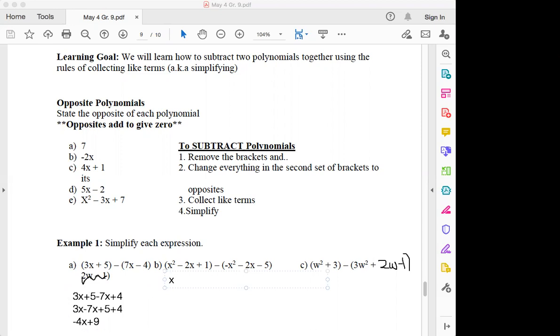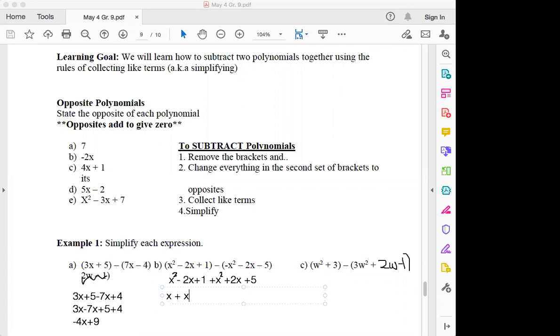So for the next one, the first bracket stays the same. Then everything in the second bracket here changes signs. So this is a negative, negative, negative. So they're all going to become positive. So plus x squared plus 2x plus 5. Okay. So then you're going to put your terms together.